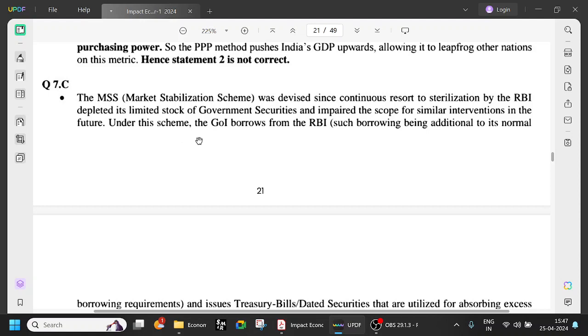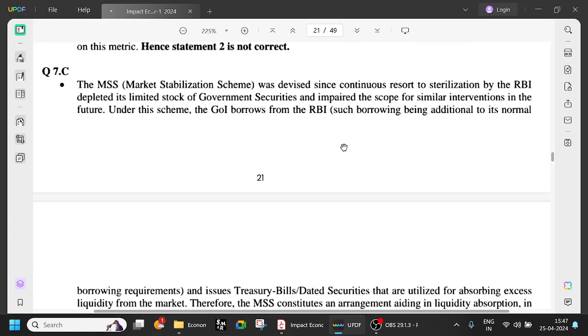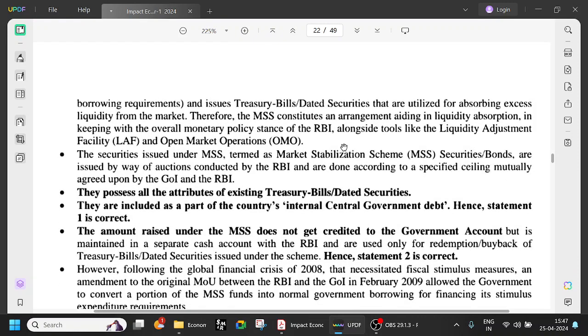So what is this scheme? The Government of India borrows from RBI, in addition to its normal borrowing, and issues treasury bills and dated securities that are utilized for absorbing excess liquidity from the market. So there is too much money in the market. What is the government doing? It is issuing treasury bills and dated securities.